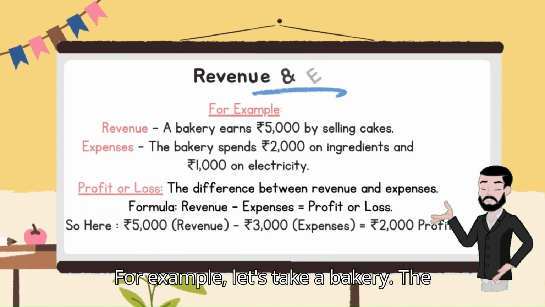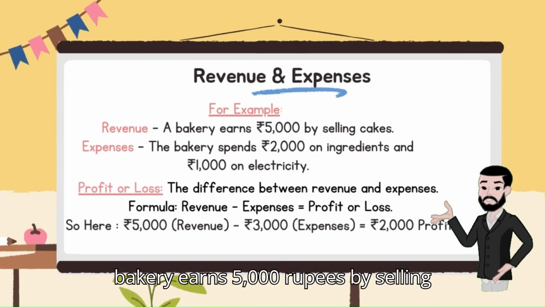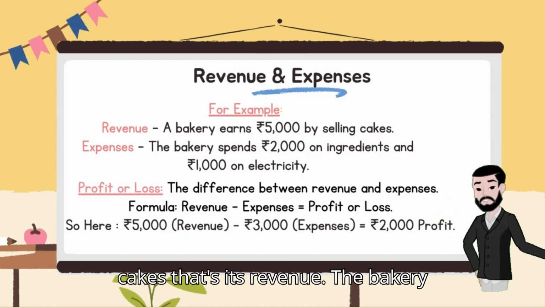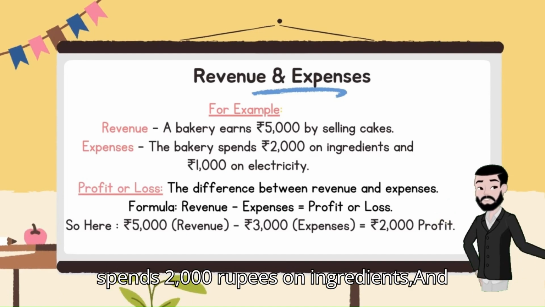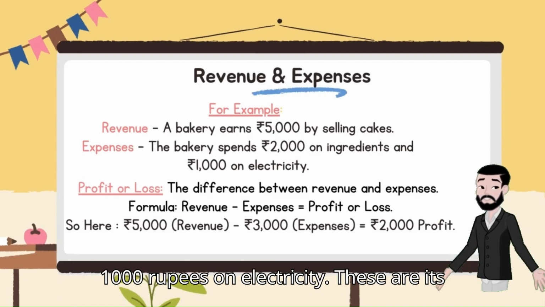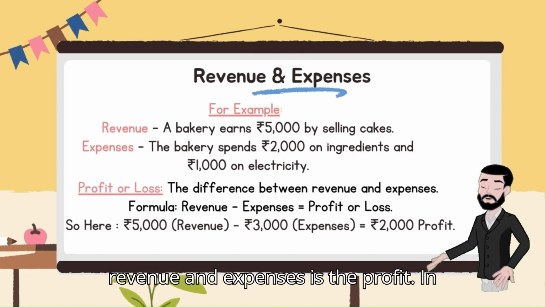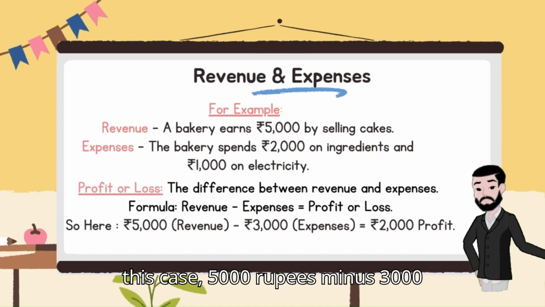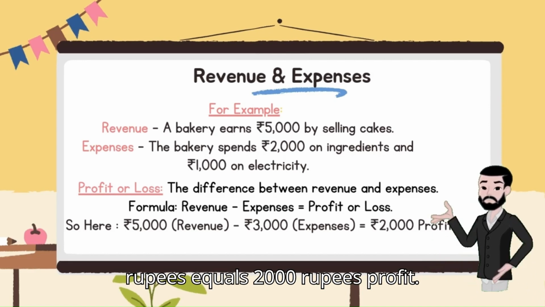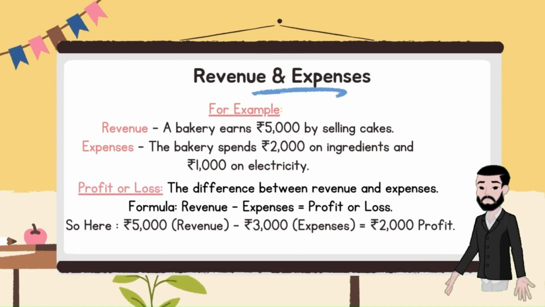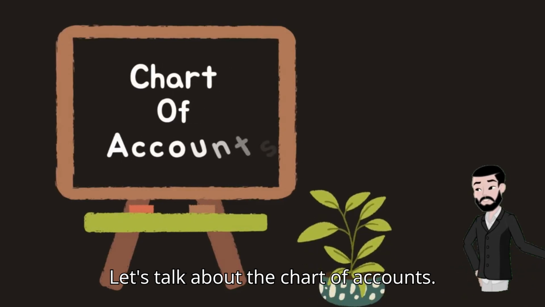For example, let's take a bakery. The bakery earns 5,000 rupees by selling cakes, that's its revenue. The bakery spends 2,000 rupees on ingredients and 1,000 rupees on electricity, these are its expenses. Now, the difference between revenue and expenses is the profit. In this case, 5,000 rupees minus 3,000 rupees equals 2,000 rupees profit. It's that simple.